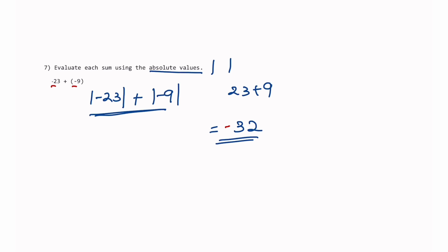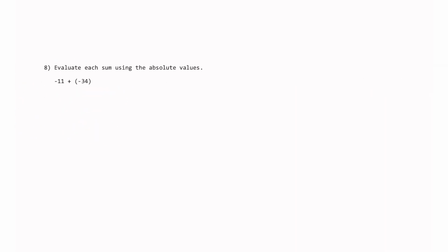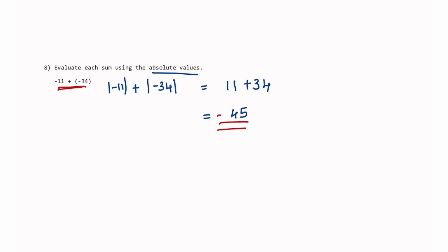Okay, so next two questions you can try and then come back and check if I'm doing it right or not. Here is the next one. How are we going to write this? Minus 11 plus minus 34 in the absolute value format, right? What do we do after that? Yes, we add these numbers. Okay, so 11 plus 34 gives us 45. And what are we supposed to do? Yes, the negative sign from here. And that's the answer, minus 45.